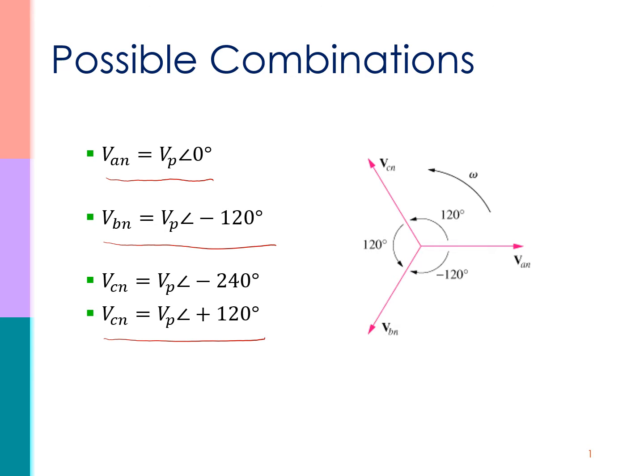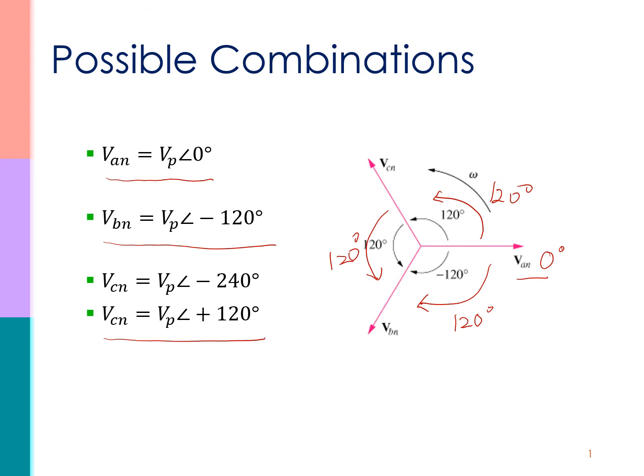So as we see here, VAN is the reference at 0 degrees. Each voltage has a phase difference of 120 degrees out of phase. That's why for each voltage we call it a phase sequence, with 120 degrees out of phase. This is one possible combination.